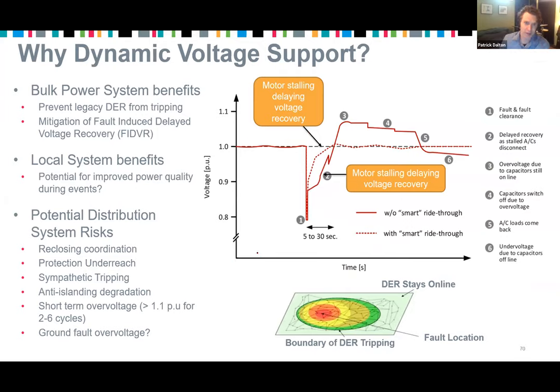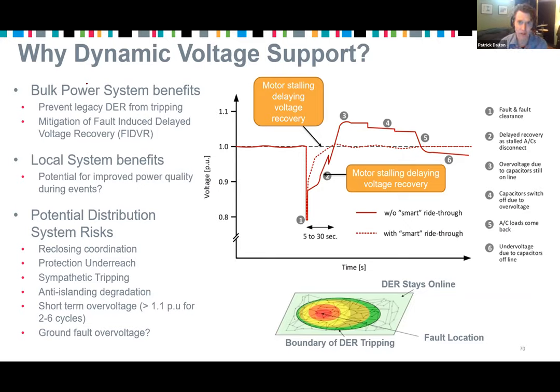Moving on to dynamic voltage support, here's where we're going to talk a little bit about that fault-induced delayed voltage recovery that I mentioned in an earlier slide. That's one of the driving reasons for wanting to have this dynamic voltage support, but another key reason is to prevent legacy DER from tripping. So let's reduce that amount of fractional tripping that we were talking about from the units that were based on the 2003 standard.